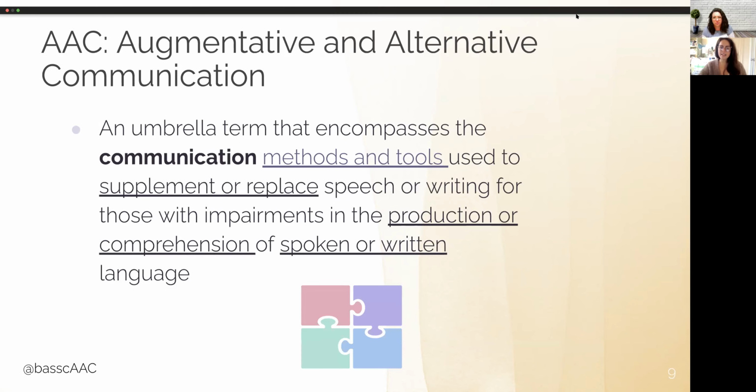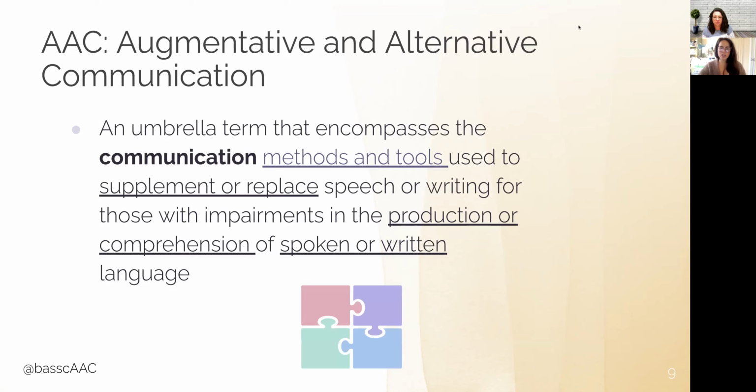AAC stands for Augmentative and Alternative Communication. It's that umbrella term that encompasses all the different ways we communicate that supplements or replaces speech. So we can use gestures, body language, manual communication signs, picture symbols, we can text and write, and we can use emojis. It's all those other ways beyond speech that we communicate our thoughts, wants, and needs.